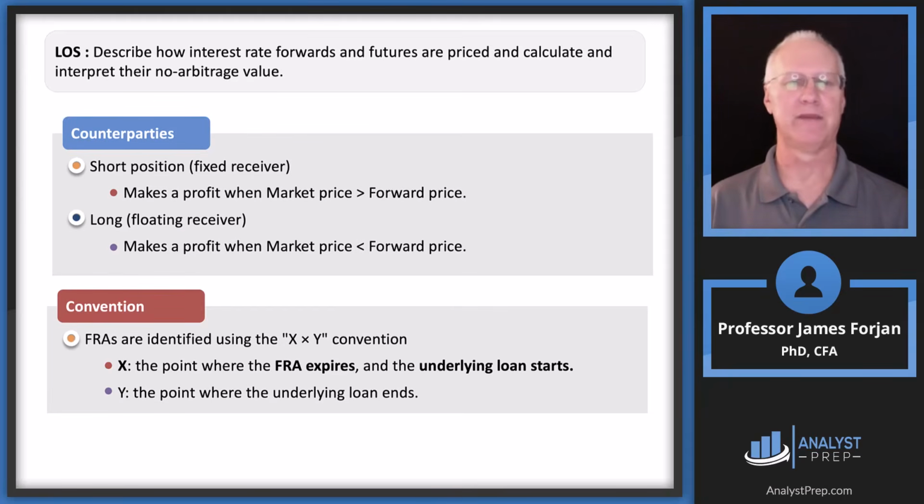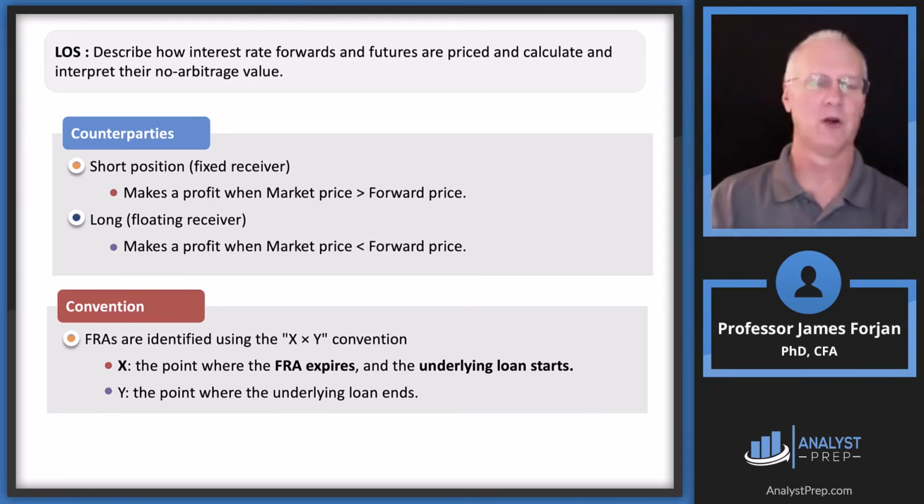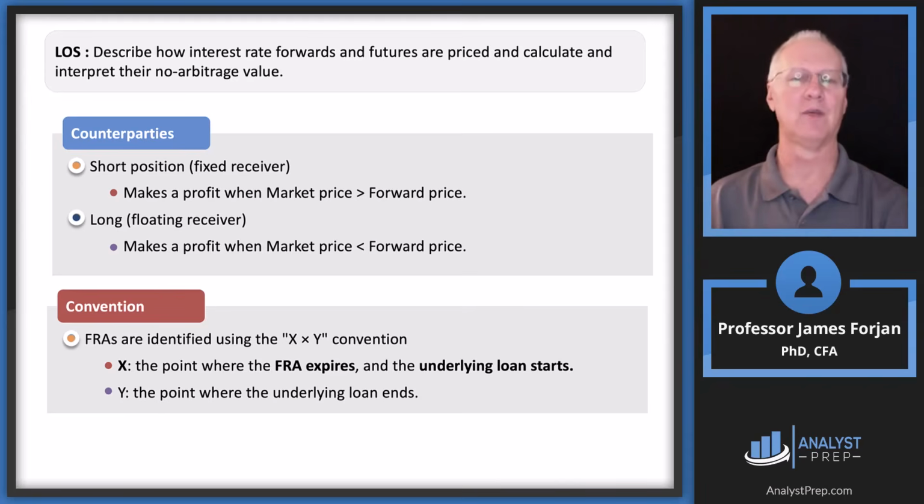All right, let's go ahead and get some definitions out of the way. Counterparties: the short position is the fixed receiver, and the long position is the floating receiver. So think about what that means. If we are long in a forward rate agreement, that means we're going to receive the floating rate. So what do we want interest rates to do? We want interest rates to go up. Buy low and sell high, more or less.